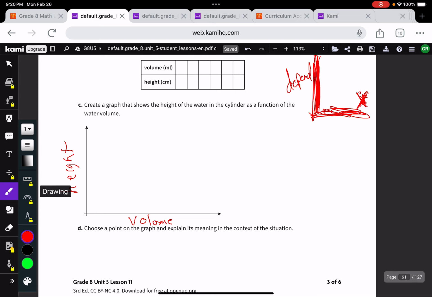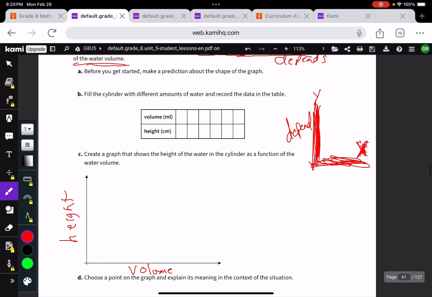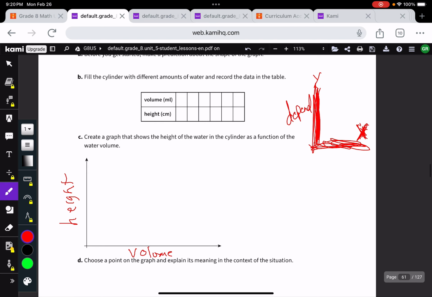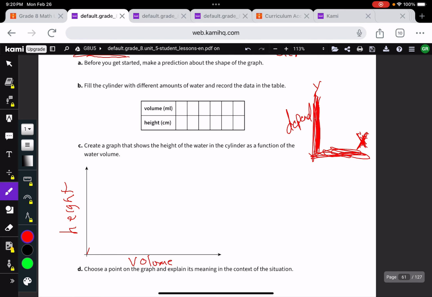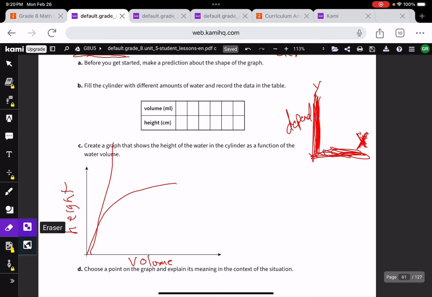That's the thing that we change. So we can change how much water we put in there, and what will depend on how much water we put in there will be the height. So we kind of answered part of C already, but now we need to think about the shape of the graph. Do we think the shape's going to be like this? Do we think it's going to be like this, or like this, or is it going to be a curve like that? What do you think?